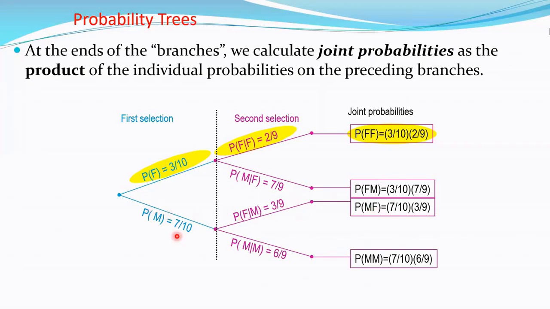So that is 7/10 into 3/9. Then both are male students. That is 7/10 into 6/9. Right?